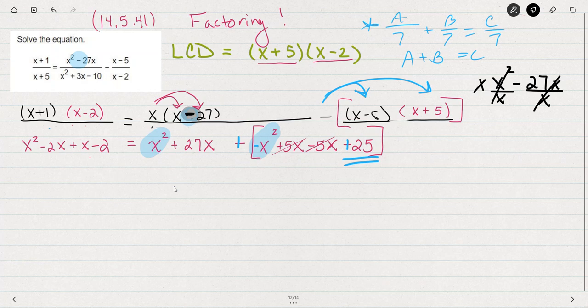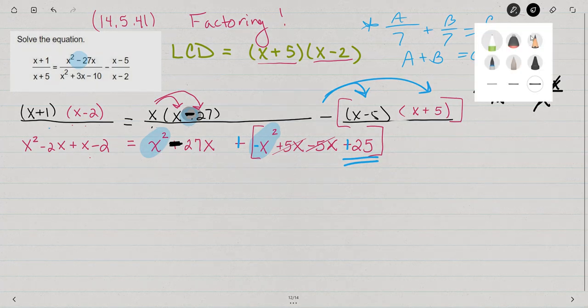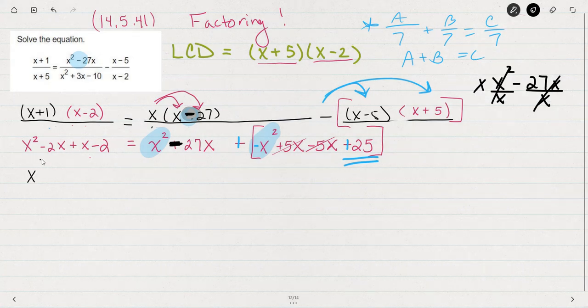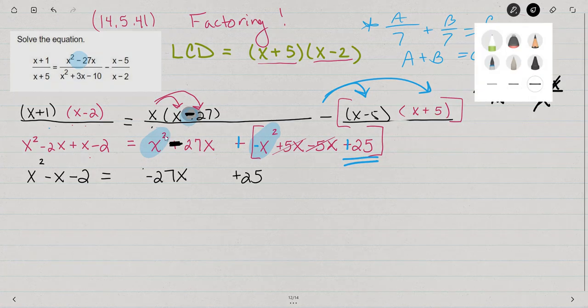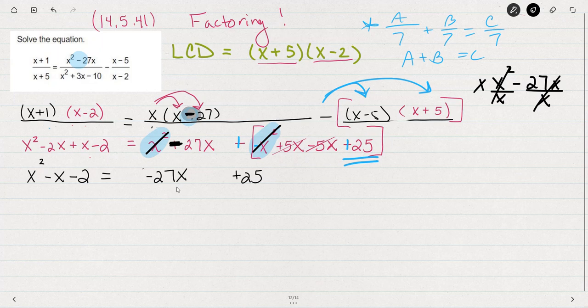So, okay, let's continue here. So this will be a minus. And what we have on the left, we could simplify. x squared minus x minus 2. And on the right side, we have x squared minus 27x and plus, oh, we already eliminated the x squared, right? Here, I'll finish writing this. Minus x squared plus 25. And we've canceled out this x squared minus x squared. So we just have the minus 27x plus 25.